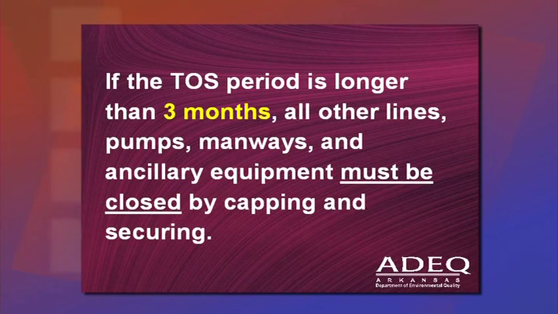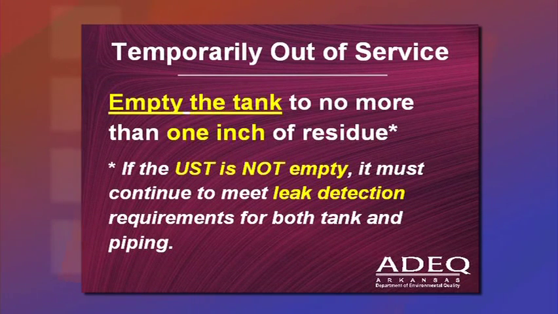If the temporarily out of service period is longer than 3 months, all other pipes, lines, manways, and any other ancillary equipment associated with the UST have to be closed by capping and securing. More than 3 months, temporarily out of service. If your tank is temporarily out of service, you have to empty it to no more than 1 inch of residue.